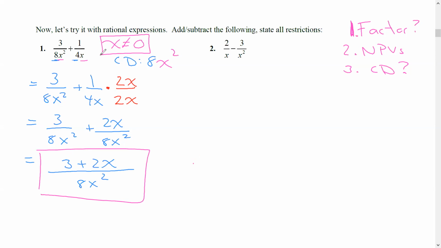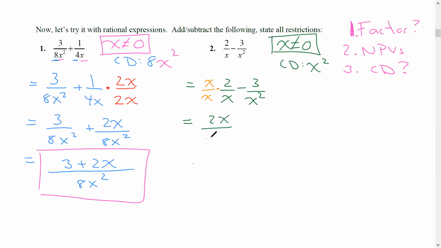Okay, let's try again. So number two, can I factor? No, sir. Non-permissible values, x can't equal 0. I find it, I box it, boom, goes the dynamite. Common denominator. Well, the smallest thing that x and x squared divide into is x squared. So, I'm going to copy down my work here. The first term requires x squared, so I'm going to multiply by x over x.